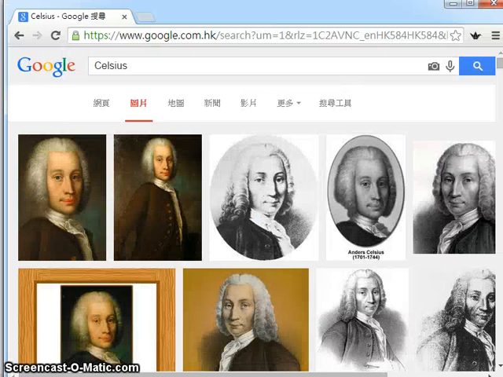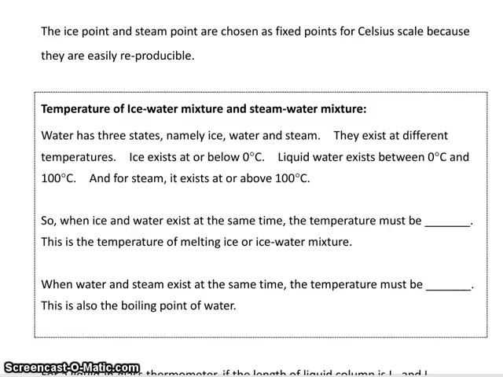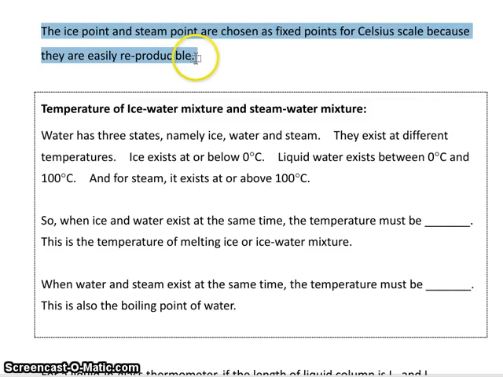Some of you may ask why people are using the Celsius temperature scale but not the Fahrenheit temperature scale. The reason is that Anders Celsius was smart. Anders Celsius chose easily reproducible fixed points. You can easily make 0 degrees Celsius at home by mixing water and ice, and by boiling water, you can produce 100 degrees Celsius. So he was smart. People can produce the Celsius scale very easily.